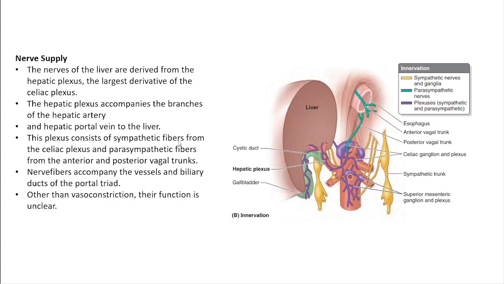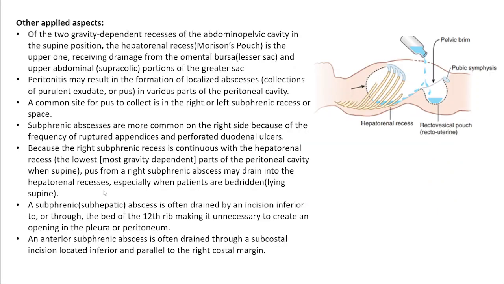It consists of sympathetic fibers from the celiac plexus and parasympathetic fibers coming from the anterior and posterior vagal trunks, which you have studied in the stomach. The nerve fibers accompany the vessels and biliary ducts of the portal triad. The main function is vasoconstriction. Other than that, the function is not very clear.